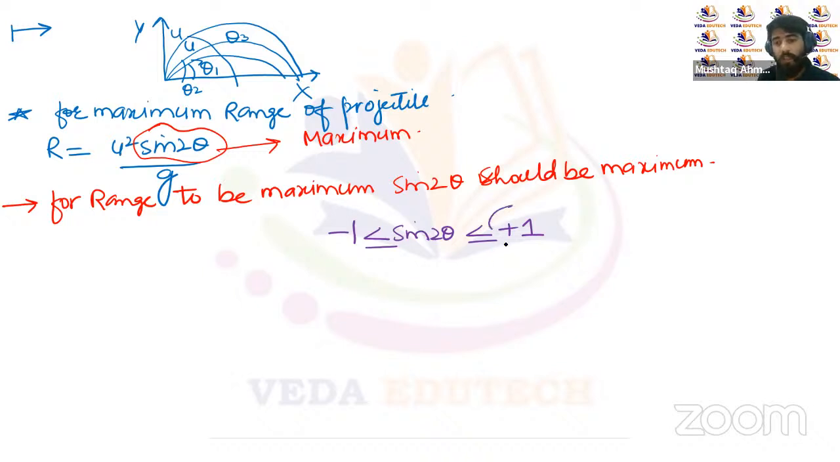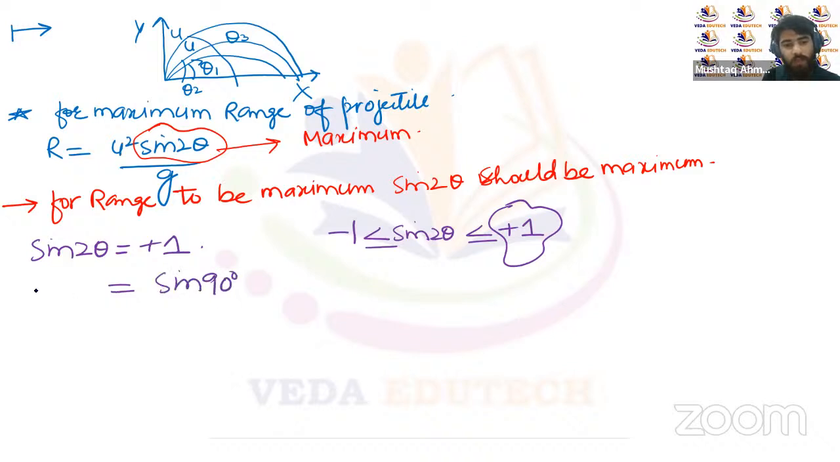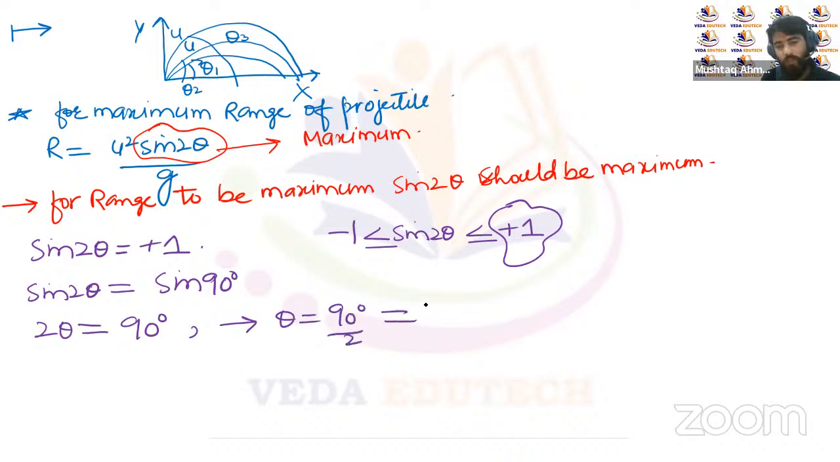And we know that the maximum value of sine is +1. So sin 2 theta should be equal to +1 for the range to be maximum. And we know that sine has its maximum value at 90 degrees, right? So sin 2 theta should be equal to sin 90, or we can say that 2 theta should be equal to 90 degrees, right? Which implies that theta is 90 over 2, that's equal to 45 degrees.